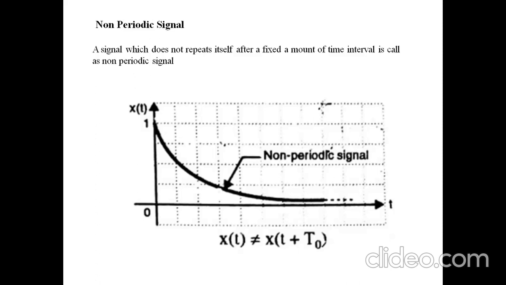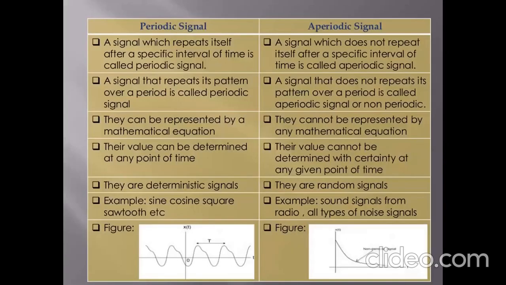Now next, here a comparison is given between the periodic and aperiodic signal. As per the definition, we already did the comparison: a signal which repeats itself after a specific interval of time is called a periodic signal, and a signal which does not repeat itself after a specific interval of time is called an aperiodic signal.